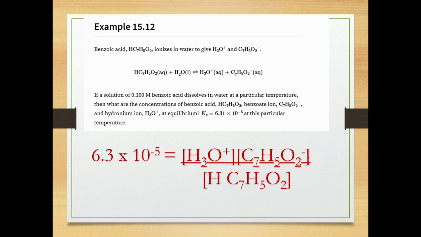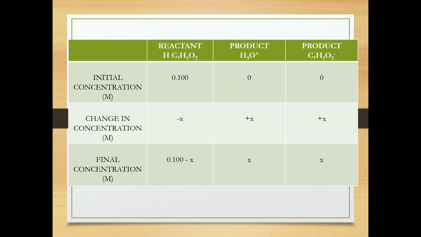That's a pretty small one. When we get into the next chapter, this is a typical K value for an acid, and we'll be doing a lot of these. And there's a distinct advantage to most of these acids. There's two actually distinct advantages. So I put these into my ICE box, and I have 0.1, 0, and 0, minus X for my acid, plus X for both my H3O plus and my anion. So I have 0.1 minus X, X, X.